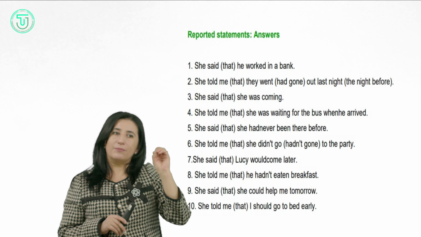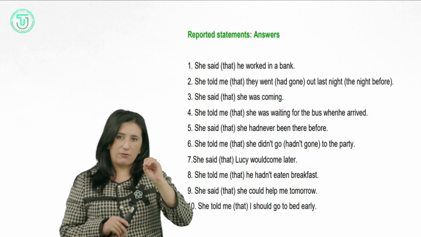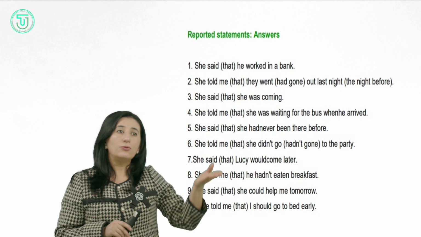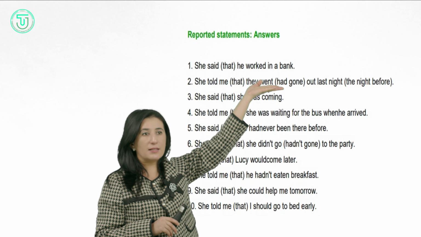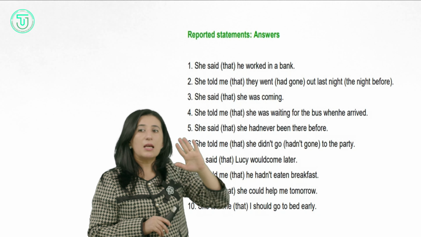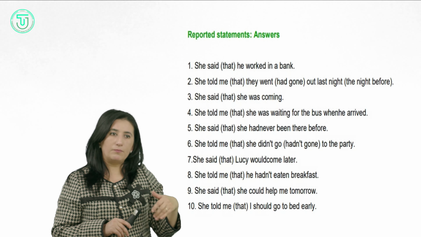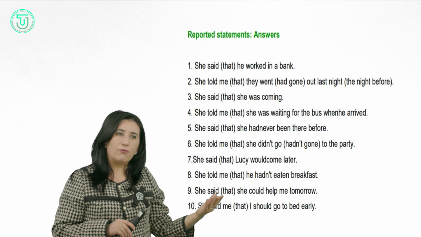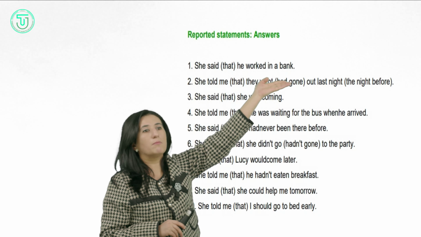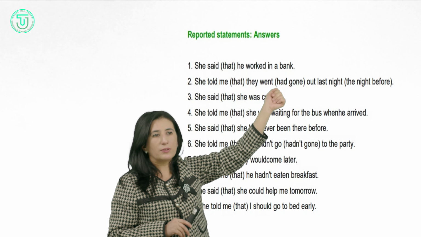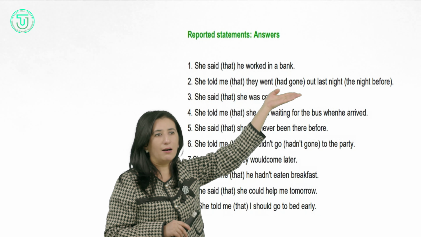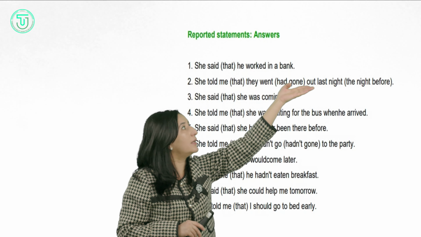Why? Because if the information is obvious and evidential in the present, you can leave it in the past tense. If the information is no more evidential or no more in the present, you of course transfer it to the past perfect tense. So that's why it sounds like she told me they had gone out the night before.